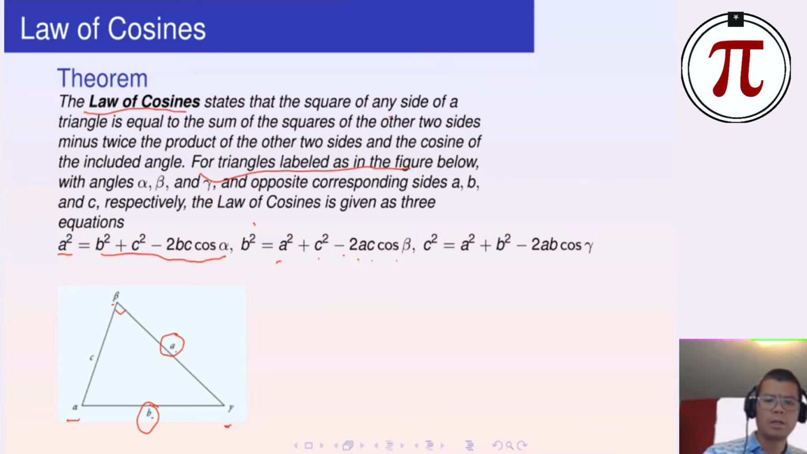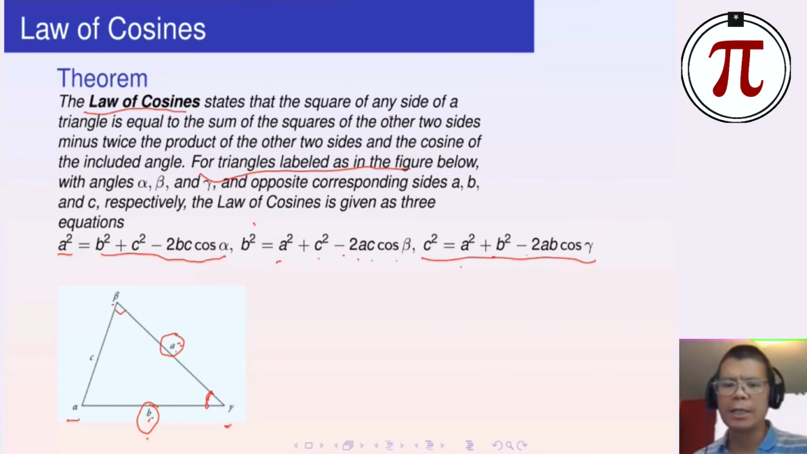Now for the last one, c is opposite to gamma, so the two adjacent sides are a and b. So c squared equals a squared plus b squared minus 2ab cosine gamma. Okay, so that's the law of cosines. It gives a formula to find the size of the opposite side, involving cosine and the two sides that include this angle.